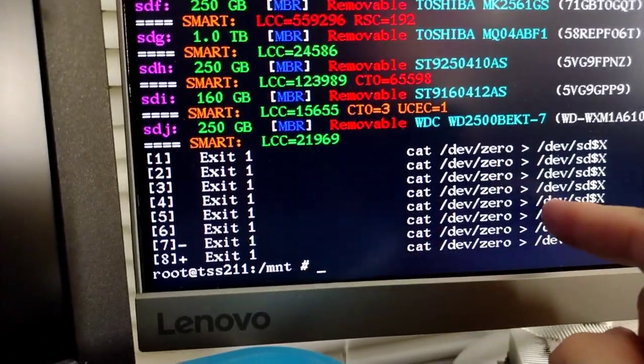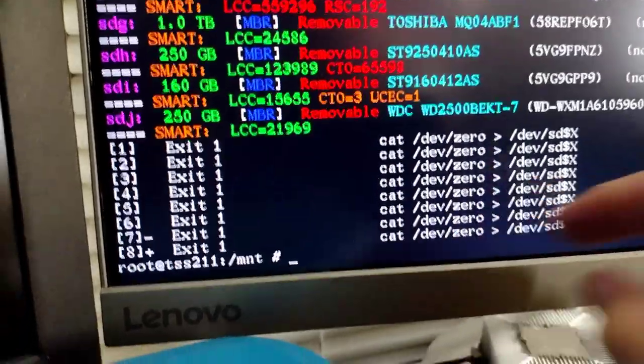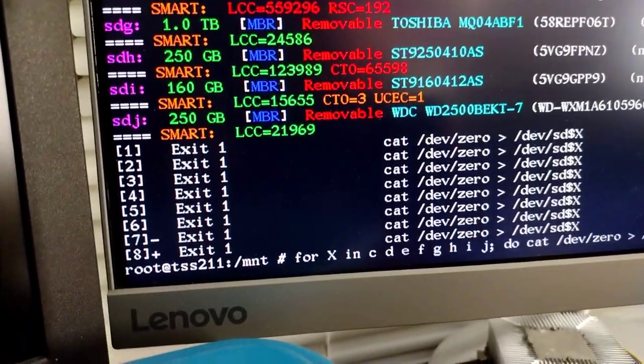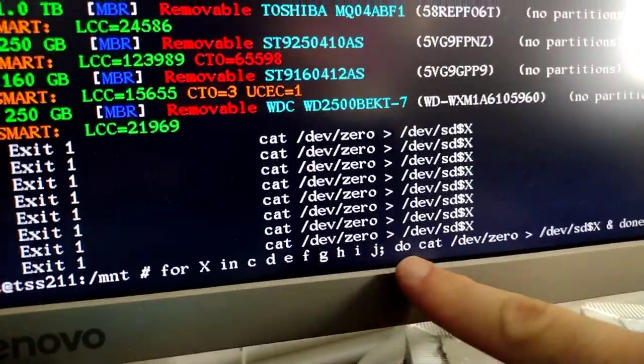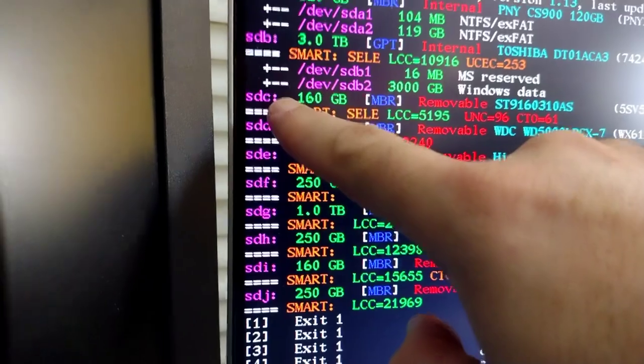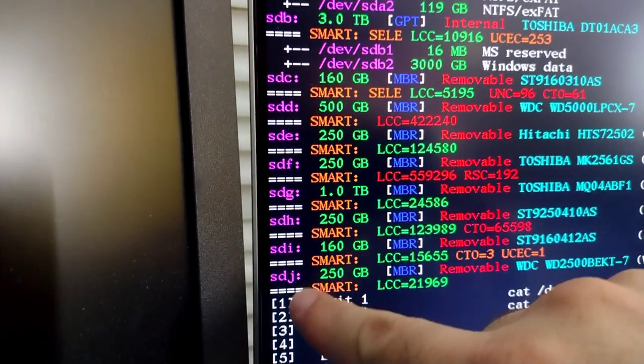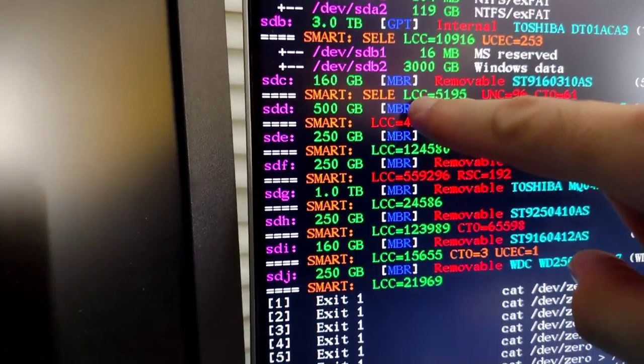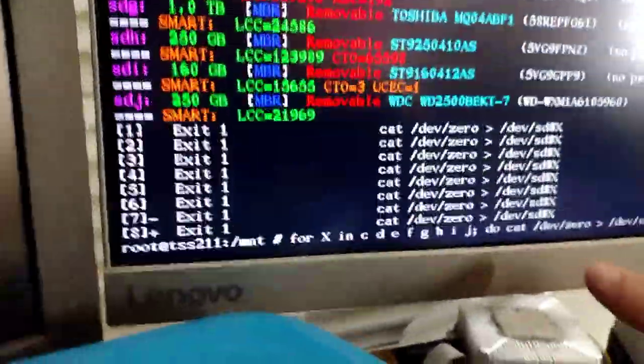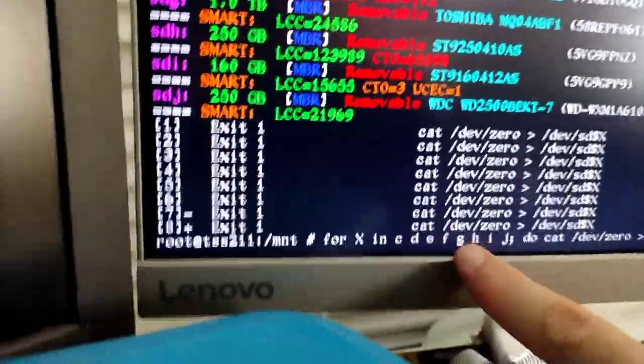Now, you probably noticed all these exit ones that appeared down here. And that was the loop I was trying to show you earlier. See this here, for X in C, D, E, F, G, H, I, J. The reason I do that is look at the drive letters here. SDC, D, E, F, G, H, I, J. Right? That's all the drives that are plugged in to be wiped. To be checked for badness and wiped.